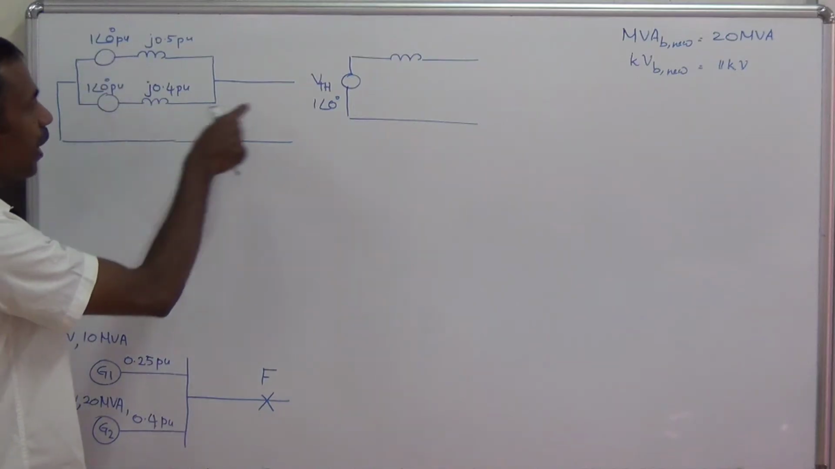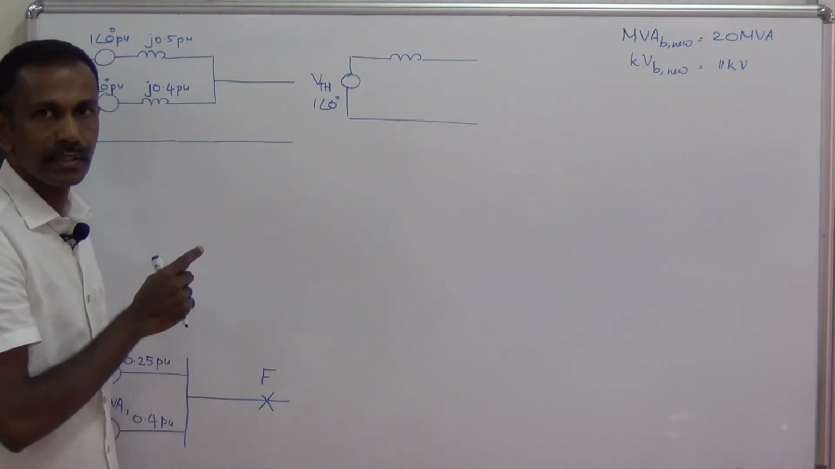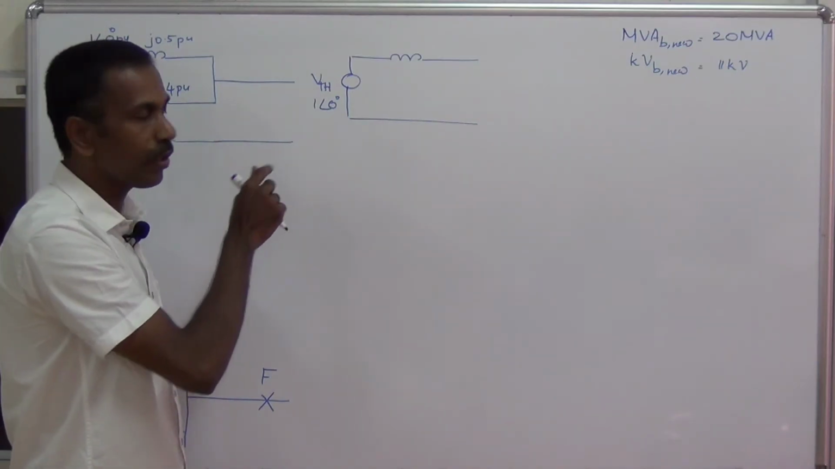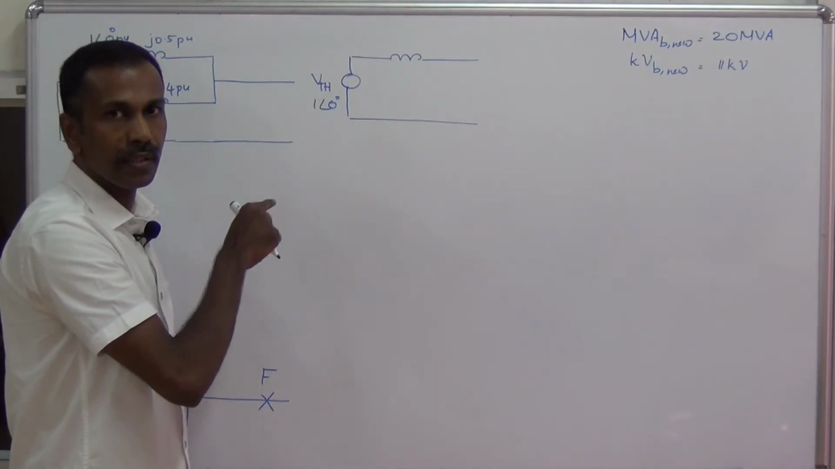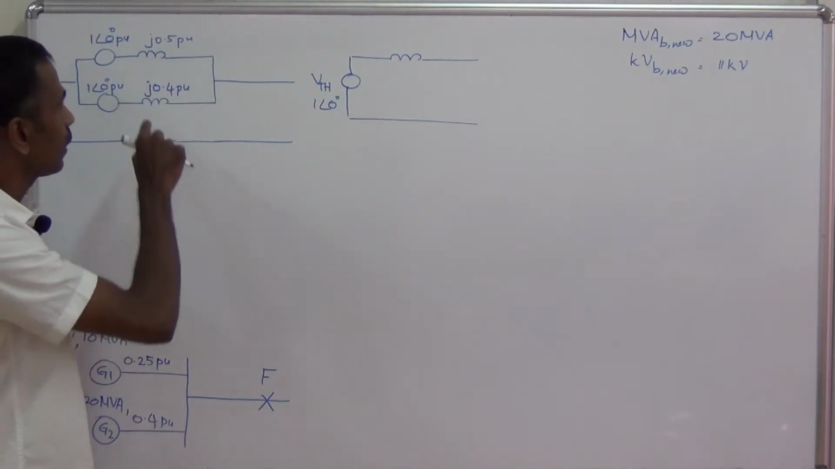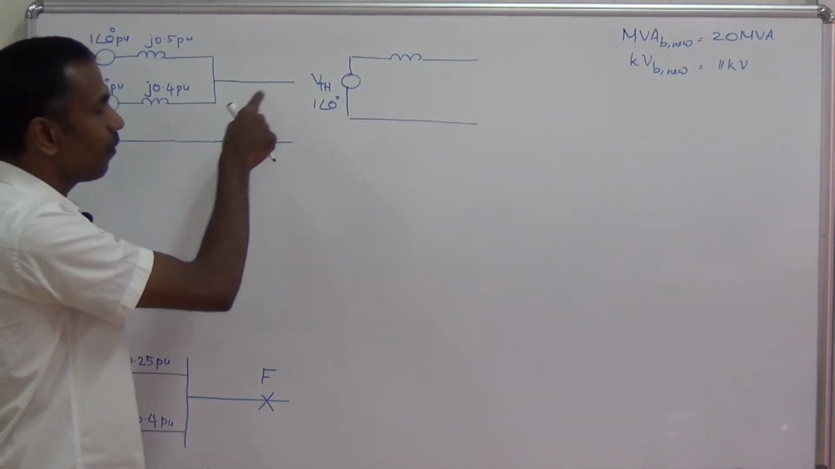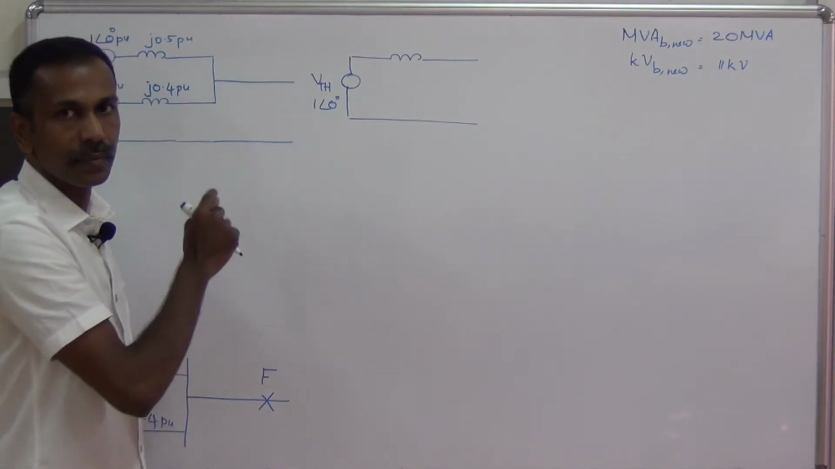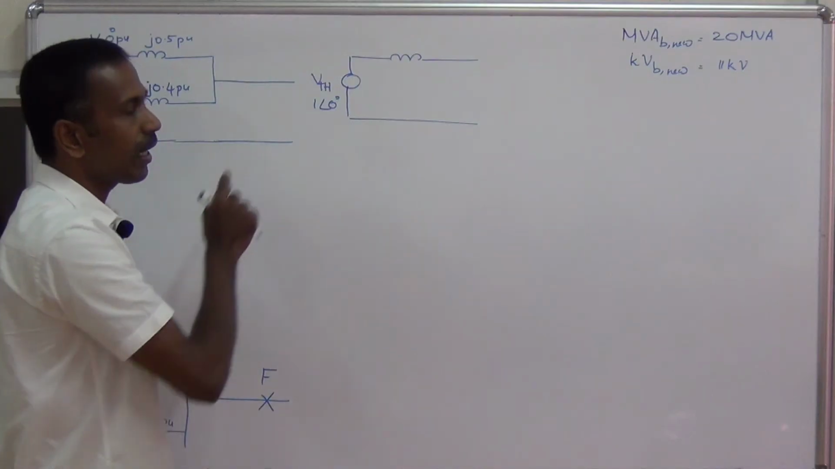This voltage will be available across these two terminals because before the occurrence of fault, the circuit is open. So there is no voltage drop here in the reactances. So this 1 angle 0 per unit voltage will be available here. So VTH is equal to 1 angle 0.